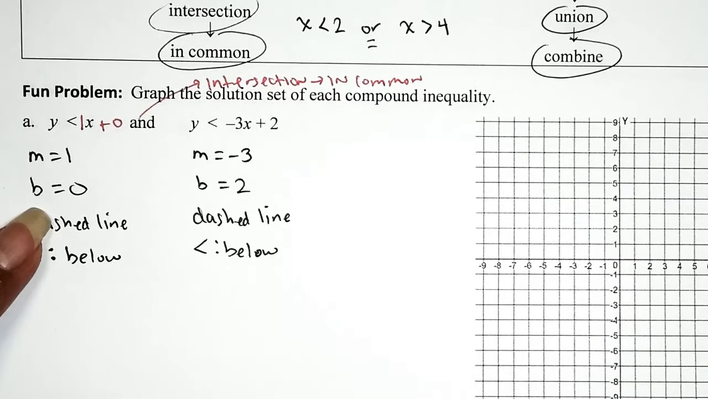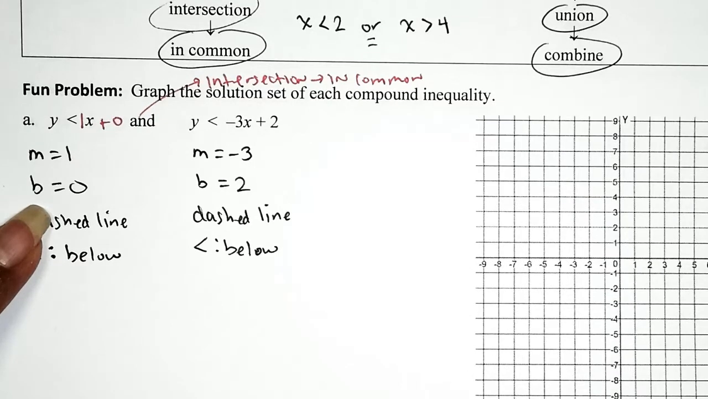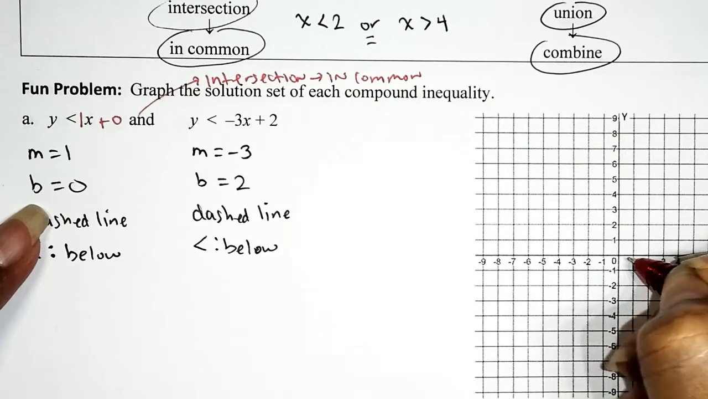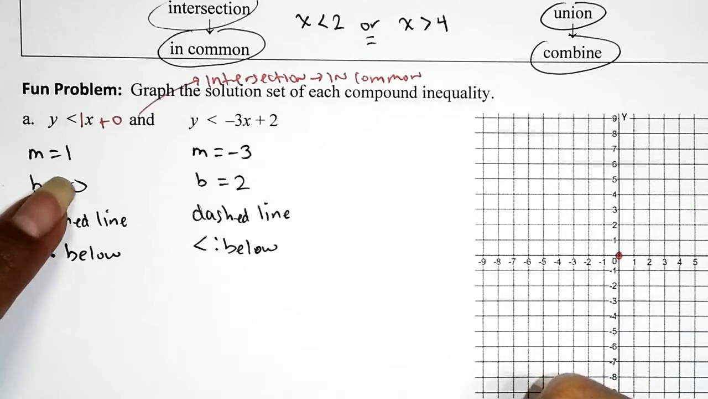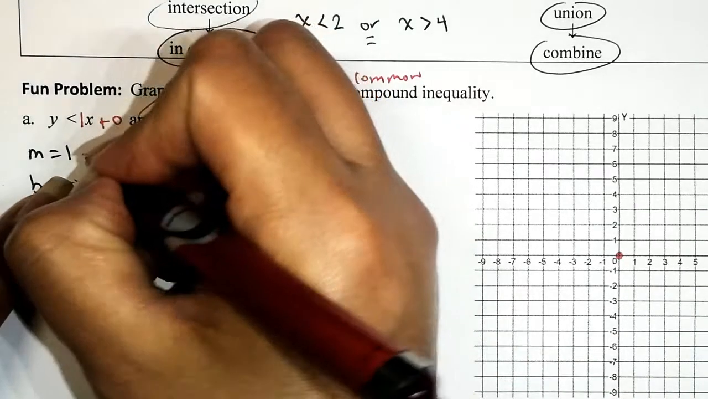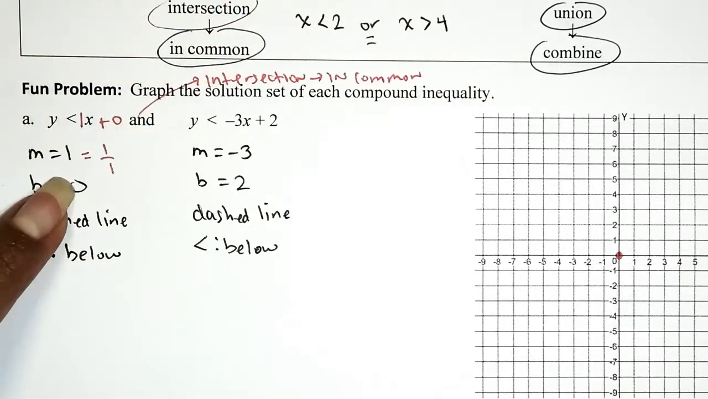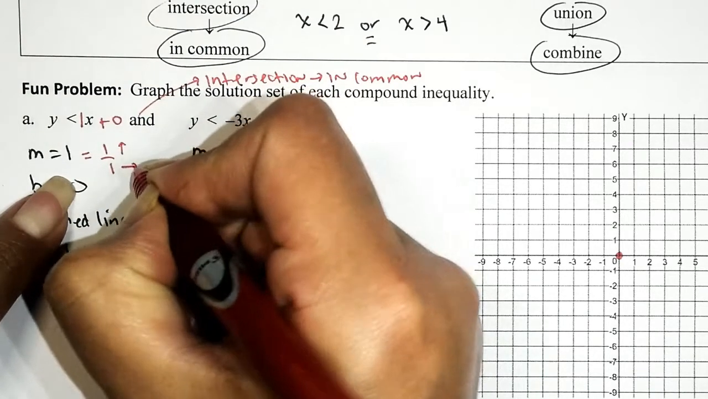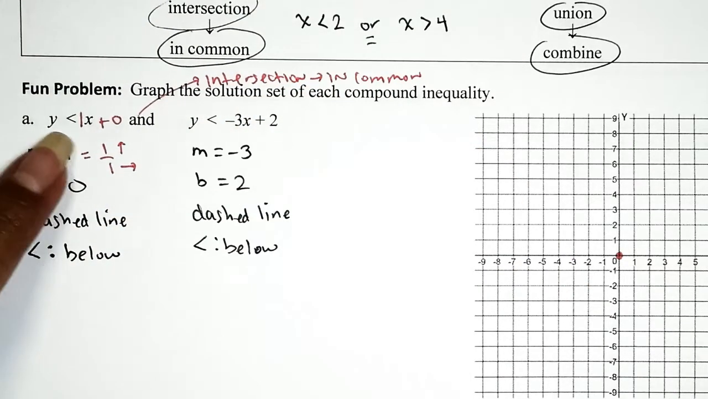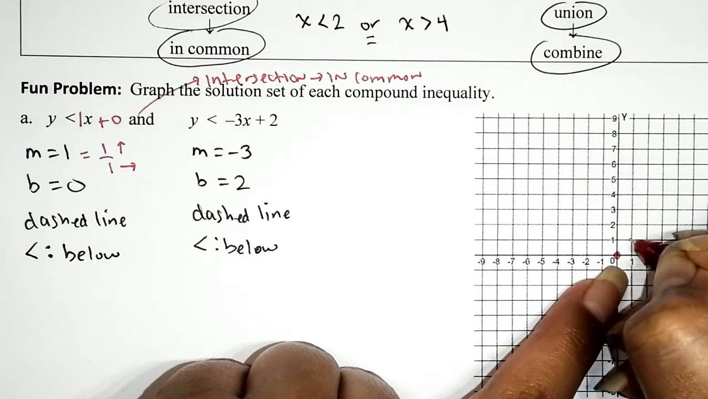So we have that the y-intercept is 0. Let's go ahead, locate 0 on the y-axis. The slope is 1. If we choose to write it as a fraction, we're going to write it 1 over 1. So our rise is 1 and our run is 1. So we're going to go up 1, 1 to the right. Up 1, 1 to the right.